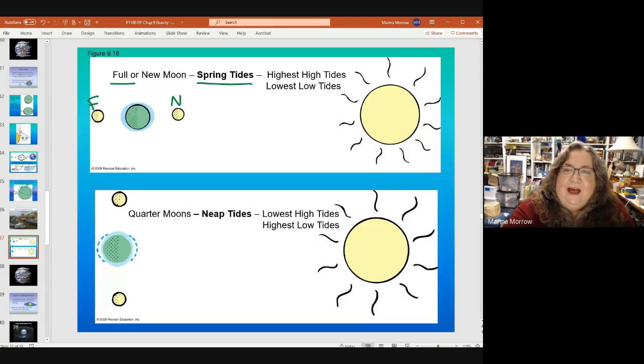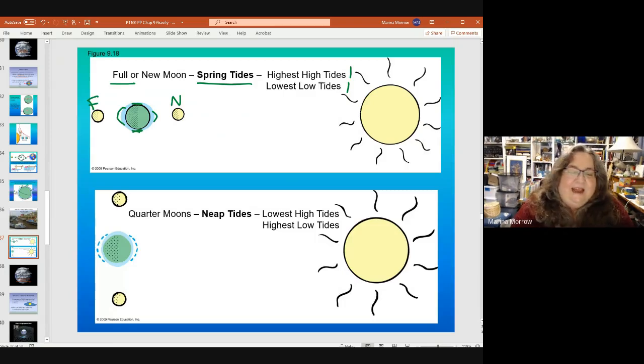And that's where you get your highest high tides and you get your lowest low tides. So your high tides are more extreme, bigger. Your low tides are shallower. Okay, high tides, low tides.